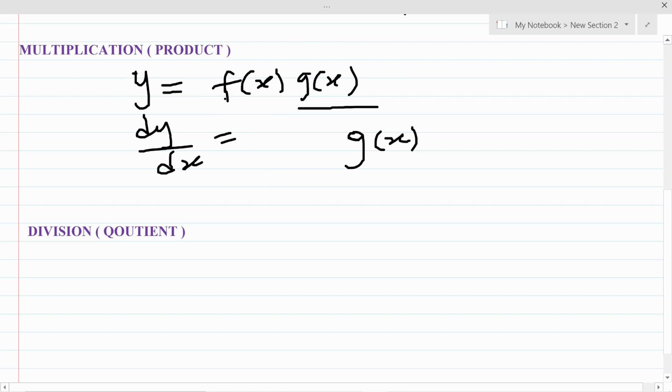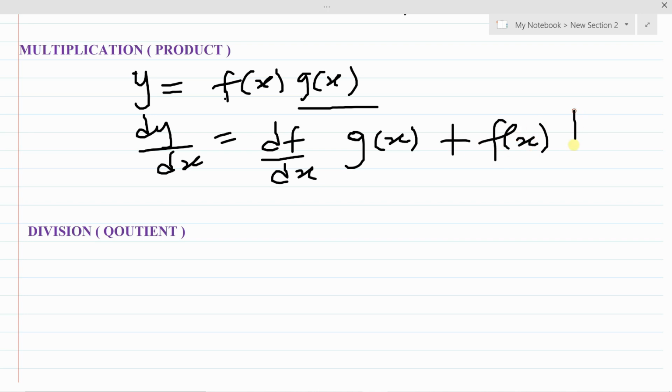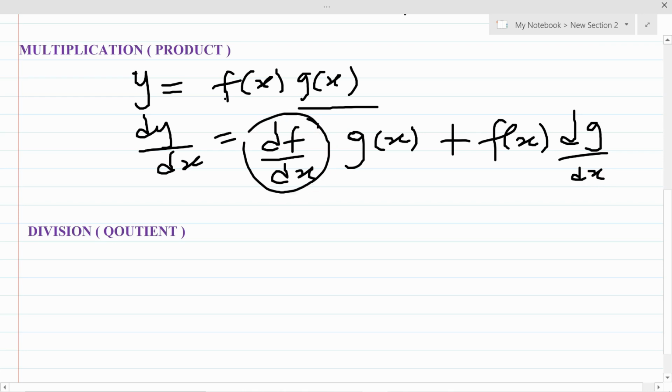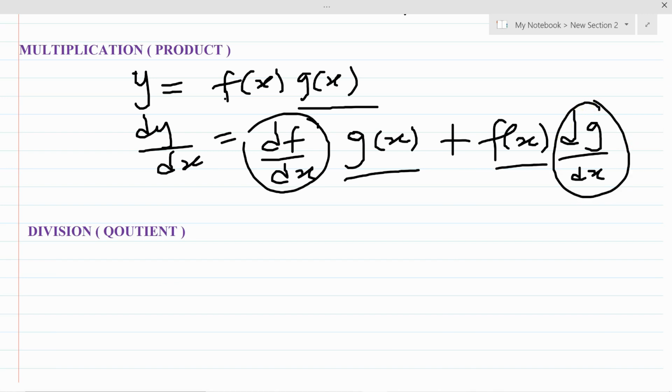Okay, so you differentiate the first term and keep the last one, that will be df/dx, of course we know the function f. Then plus, you keep the first one this time and differentiate the last one, dg/dx. After that, you multiply whatever you get for this by g of x, and you multiply whatever you get for this by f of x, and you sum it. So that is the basic definition I can give you for the product rule. Let's take an example and go through it.